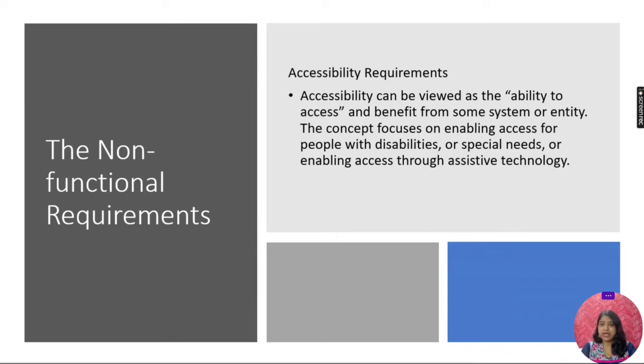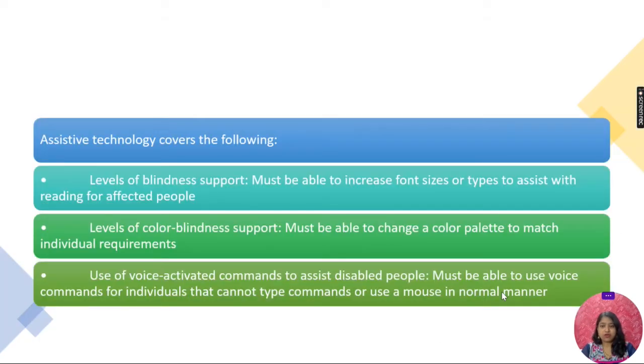The concept focuses on enabling access for people with disabilities, special needs, or enabling access through assistive technology. So what does it cover? It covers different levels, like levels of blindness support. So it must be able to increase font size or type to assist with the reading for affected people. If we open any system, we should be allowed to change the font size and type as per our requirements.